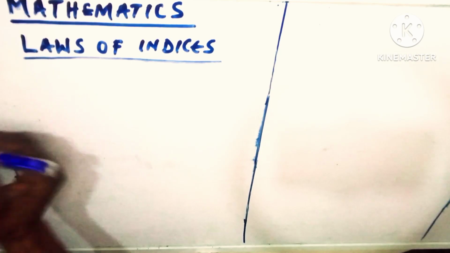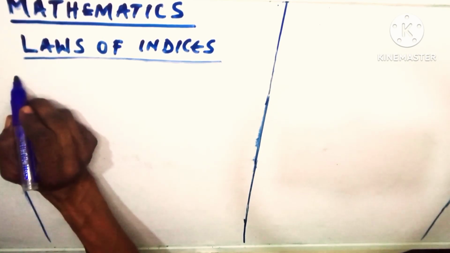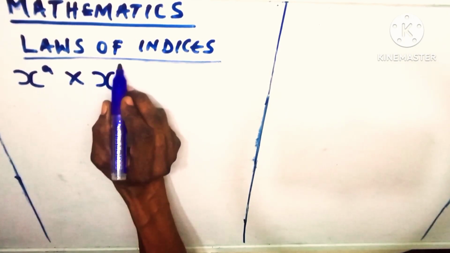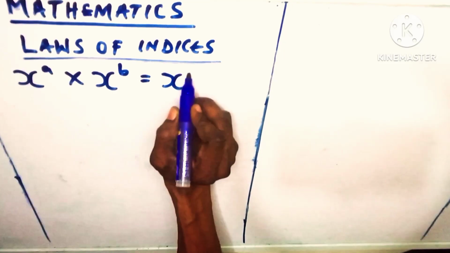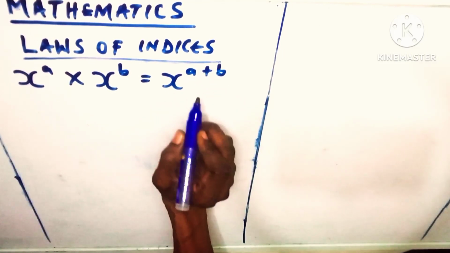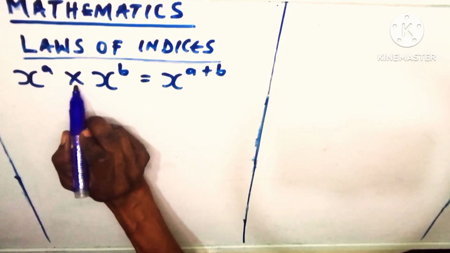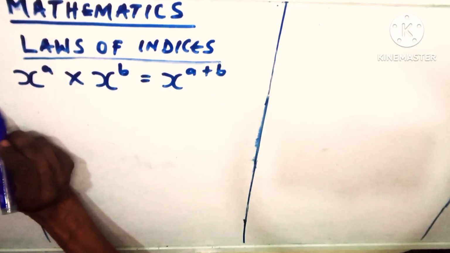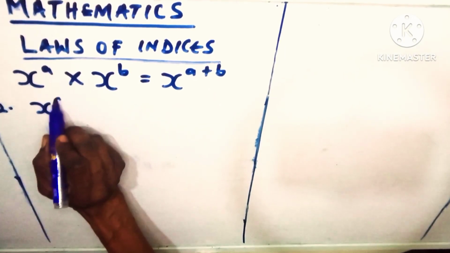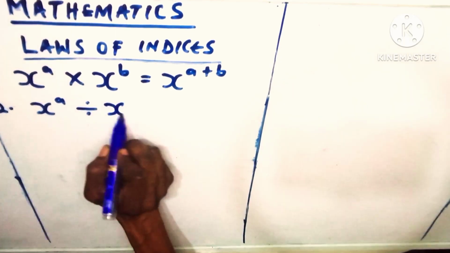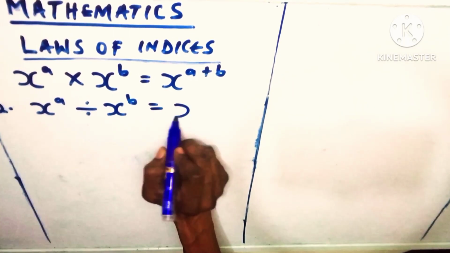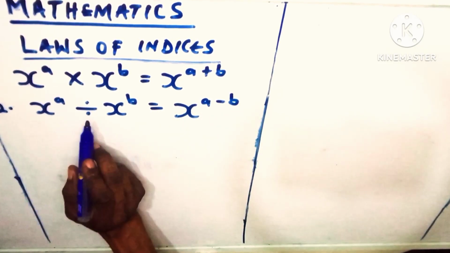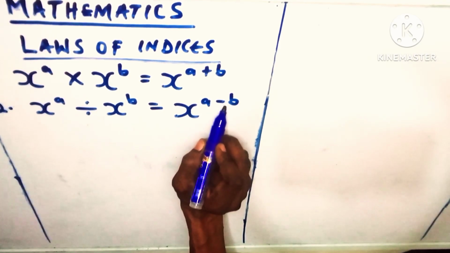Laws of indices. The first one is multiplication law. x^a times x^b is equal to x^(a+b). In indices, multiplication is equal to addition. Take note. Number 2 is division law. x^a divided by x^b equals x^(a-b). In indices, division is equal to minus.